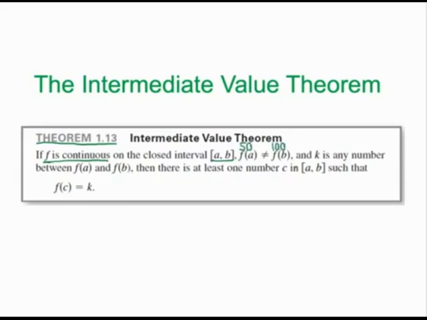And if you notice, 50 is not equal to 100, so we've met the condition that f of A is not equal to f of B. And then we have the condition that k is any number between f of A and f of B. And so I chose a number between 50 and 100, and that was 70 for 70 miles per hour.